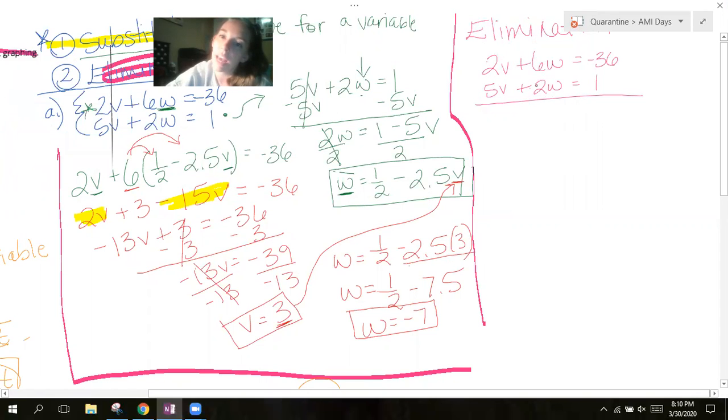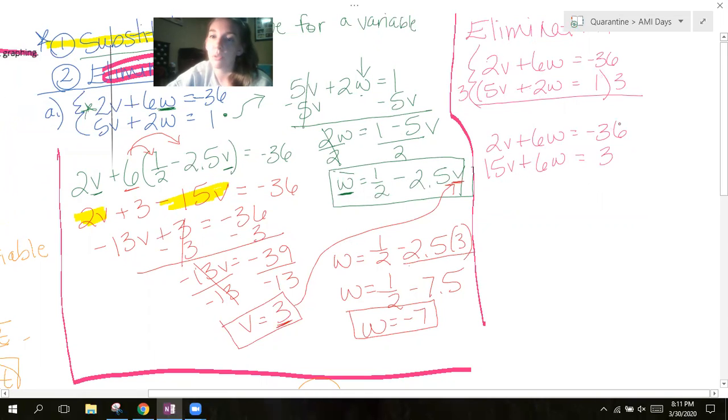So I can see that if I were to take this equation right here, and take both sides of it and multiply it by 3, then I would have 2v plus 6w. That stays the same because we didn't multiply it by anything. And then this one would say 3 times 5 gives me 15v. So these variables are still different. And then I have 3 times 2, which will give me a 6w, which is good. We want those coefficients to match up. And then we have 1 times 3, which is 3.